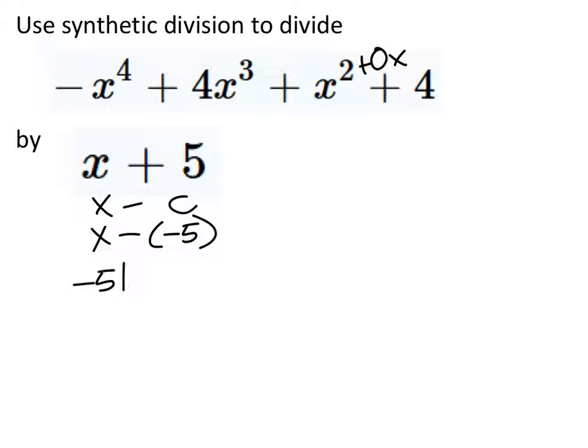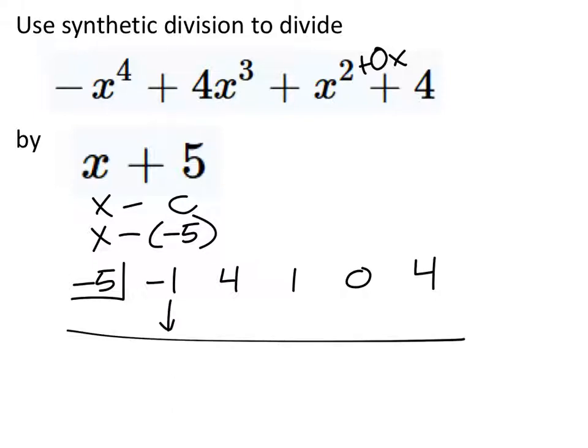So in the box, I'm going to put my -5, and then I'm looking for my coefficients in descending order there. I got -1, 4, 1, 0, and 4. As usual, drop the first value, -1. -1 times -5 is 5. 4 plus 5 is 9. 9 times -5 is -45. 1 minus 45 is -44. -44 times -5, -220. It should be positive. Thank you, positive.